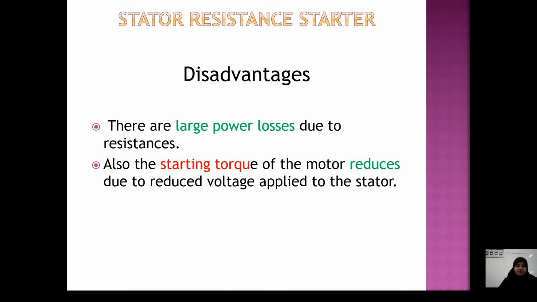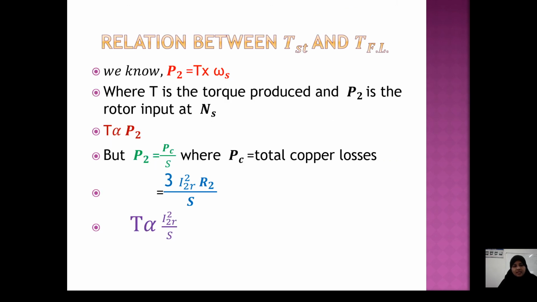Disadvantages, let us see. There are large power losses due to resistances. So resistances are there, so power loss will be there, I square R. Also the starting torque of the motor reduces due to the reduced voltage applied to the stator. Because we are reducing the voltage, the starting torque is also reduced. So this is also one disadvantage.